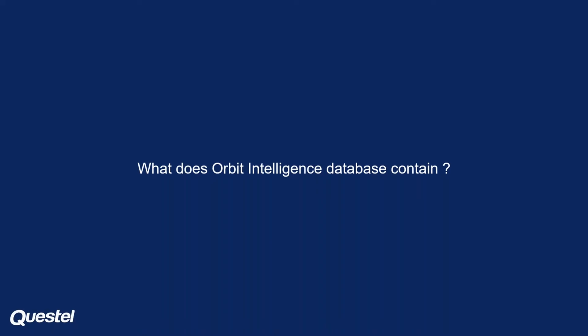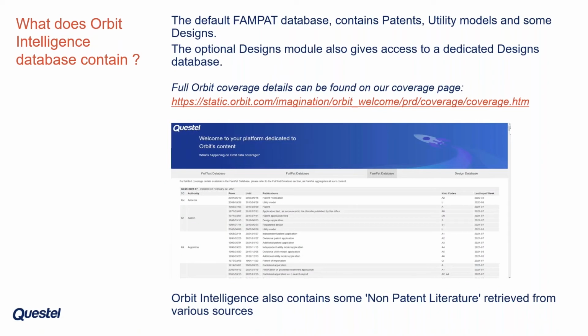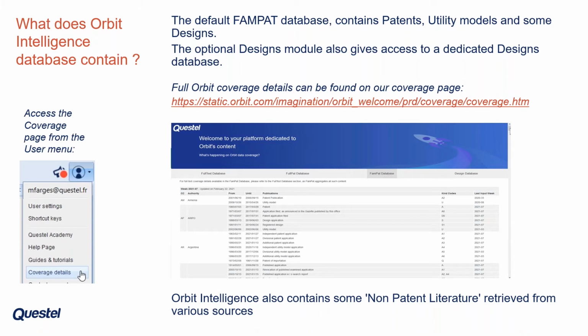First of all, what does Orbit Intelligence database contain? The FAMPAT database, which is the default patent family database, contains mainly patents, but also utility models and some designs. The optional designs module also gives access to a dedicated designs database. Orbit Intelligence also contains some non-patent literature, retrieved from various sources that we'll be detailing later. You can find Orbit coverage details from the user menu on the top right of your interface.